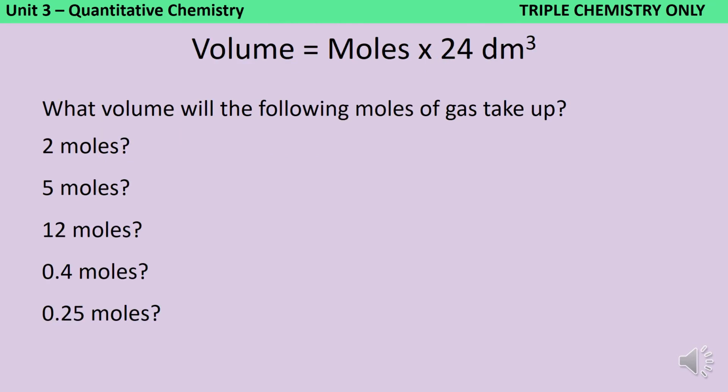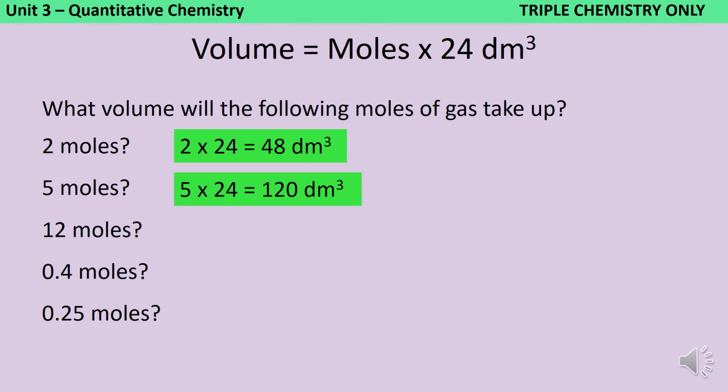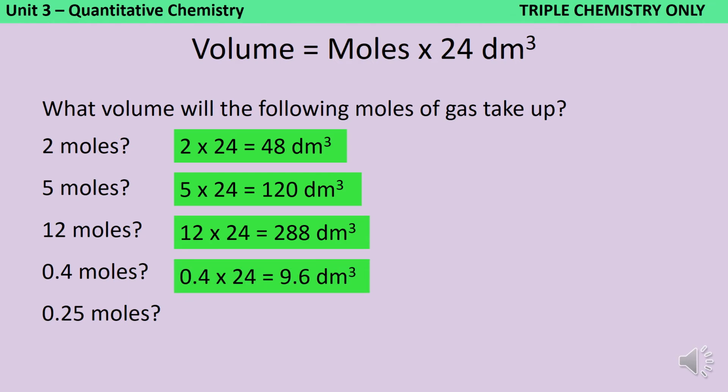So we're going to start with some really straightforward calculations. If 1 mole of gas takes up 24 decimetres cubed of space, then how much volume does each of these take up? 2 moles of gas will take up 48 decimetres cubed of volume, 5 moles of gas will take up 120 decimetres cubed of volume, 12 moles of gas will take up 288 decimetres cubed of volume, and of course we can always have less than 1 mole, in the same way that we can have 500,000. So 0.4 moles of gas will take up 9.6 decimetres cubed, and 0.25 moles of gas will take up 6 decimetres cubed.